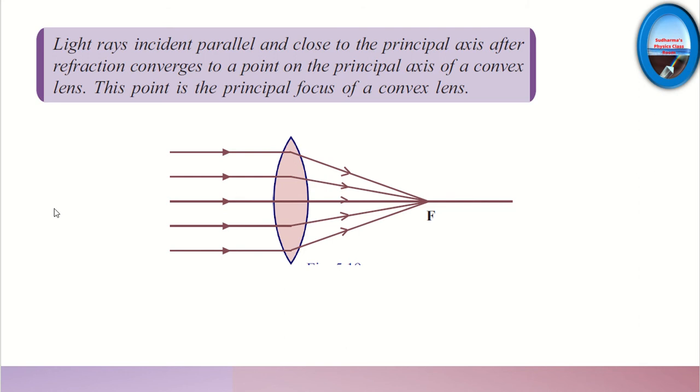If you have light rays incident parallel and close to the principal axis, after refraction they converge to a point on the principal axis of a convex lens. This point is the principal focus of a convex lens. Here it is very specifically told it is the principal focus of a convex lens. That means it's different for a concave lens, right? So let me explain it again.